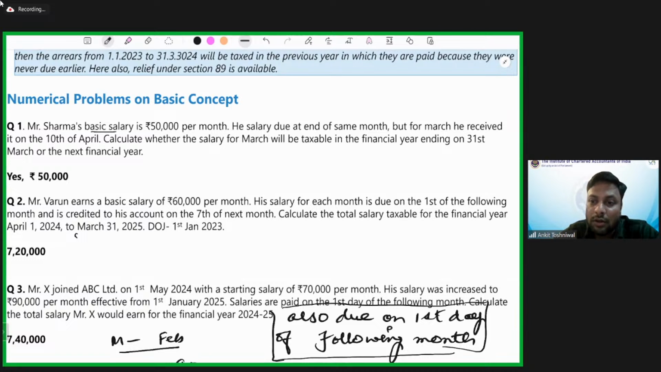No, Riddhi. Again, I am repeating, in the case of a firm, if a partner is getting a salary, then it will not be taxable under the head salary. But if I am an employee of the firm, I am not a partner of the firm, then my salary is taxable under the head salary, because I am not a partner, I am an employee.